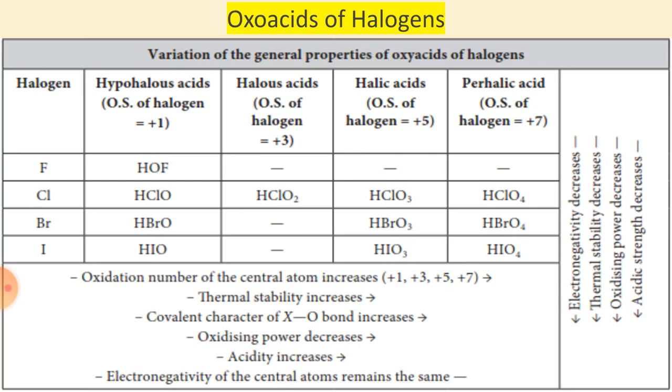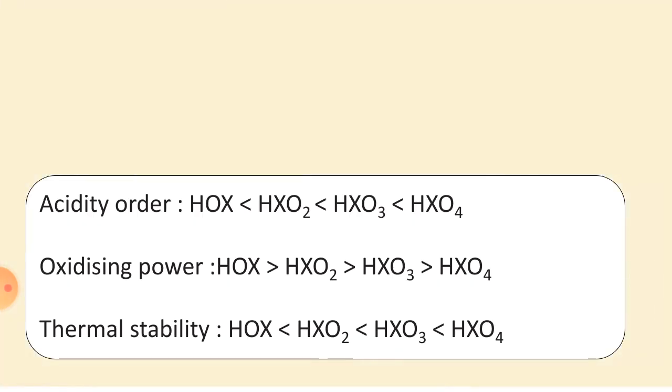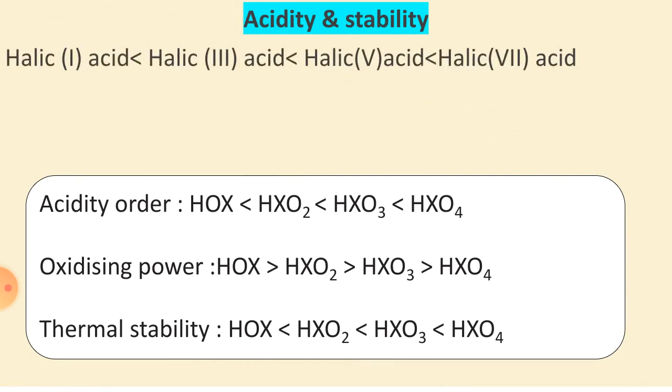So students, let us again focus to better understand some more properties, that is acidity and stability. Look at here, halic(I) acid, halic(III) acid, halic(V) acid, halic(VII) acid. Here 1, 3, 5 and 7 are given as Roman numerals for the oxidation state of halogen, and the Roman numeral in brackets is known as parenthesis. So this indicates that the more the oxidation number, the more will be the acidic character and also the more will be the stability for a particular halogen.